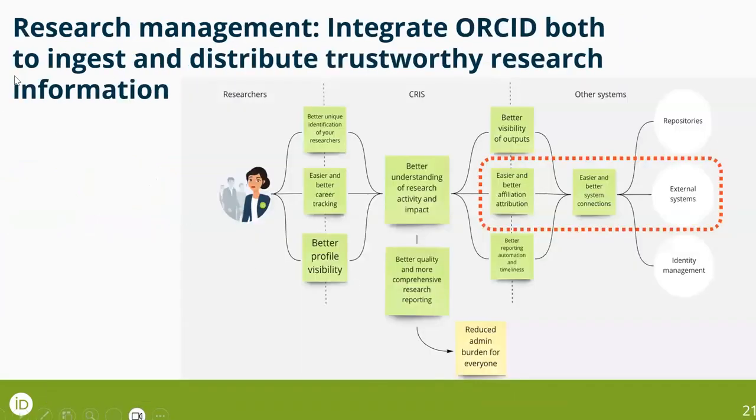And the next slide is about the research management workflow, sometimes called a research management information system. Again, researchers here, and this is the CRIS, current research information system, and different other systems. Researchers want better profile visibility. They want an easier and better way to track their career, and of course, unique identification. And for organizations that adopt a research management system, what they want is, again, a better understanding of activity and impact, better quality of metadata, and of course to ensure smooth data exchange and interoperability with different systems. Through ORCID, it can also be a part of the workflow.